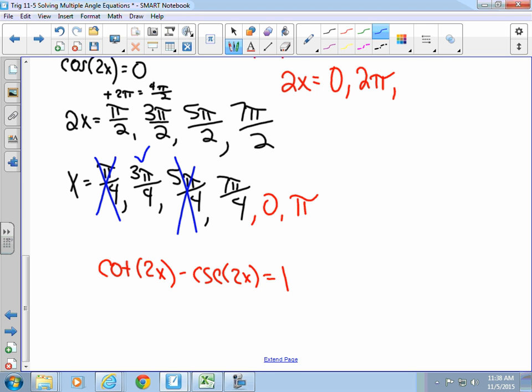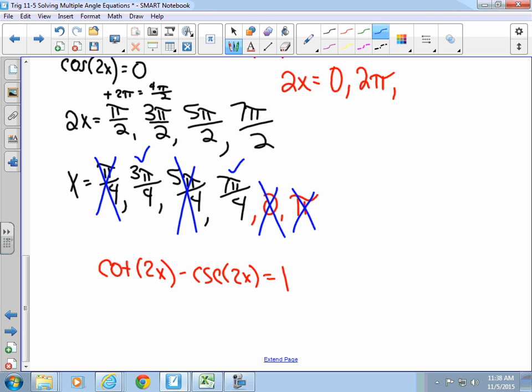0, this one does work. Cotangent of 0 is undefined. Does everyone agree? And cotangent of pi is undefined. Doesn't work.